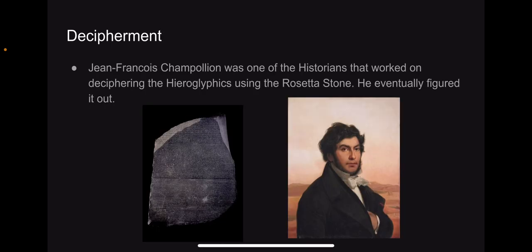For decipherment, Jean-François Champollion, excuse me if I said that wrong, was the one to originally figure out how to decipher the hieroglyphics using the Rosetta Stone. The Rosetta Stone had Greek and Demotic parallel texts that coincided with the Egyptian hieroglyphics at the top. He used it and translated the hieroglyphics to Greek, then to French, and then eventually to English. He was one of the historians that worked on that.